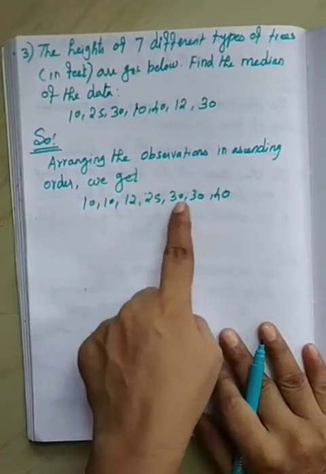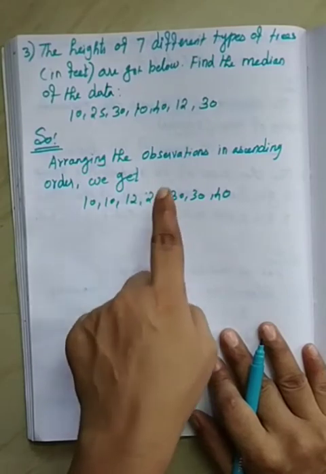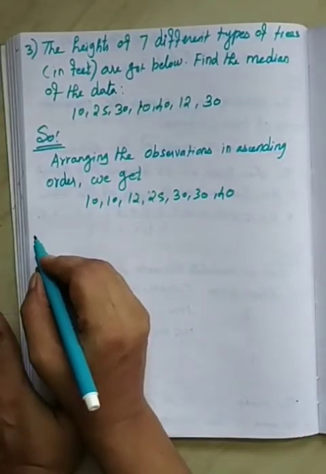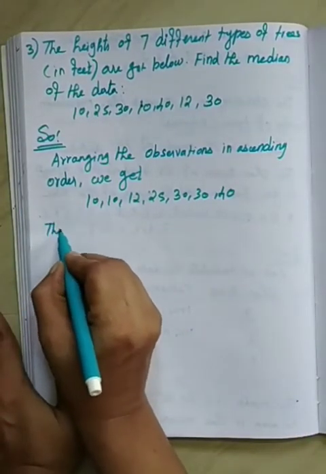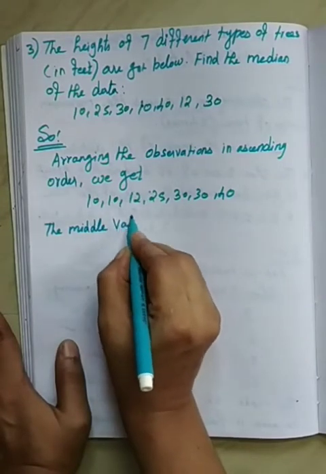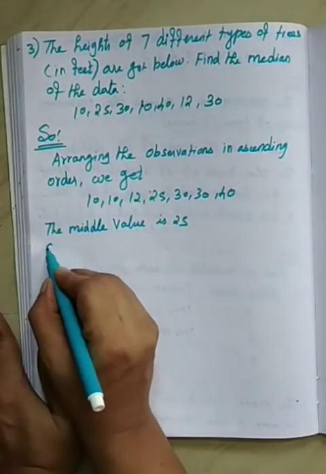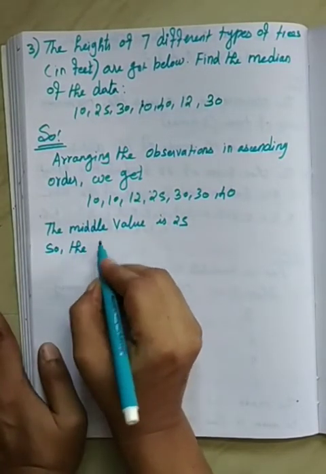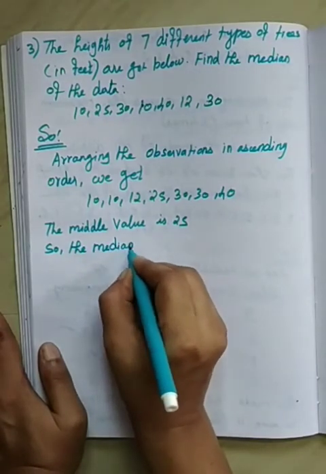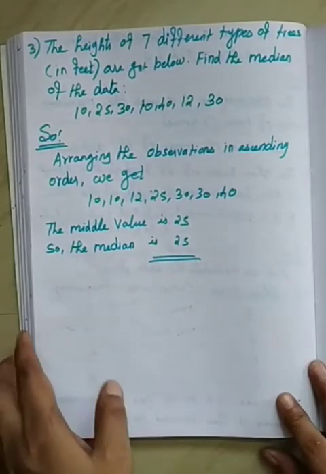1, 2, 3. Here 1, 2, 3. So the middle data is 25. Okay, so the middle value is 25. So the median is 25. Okay, so you have to write the middle value is 25. So the median is 25. Everybody clear the median concept?